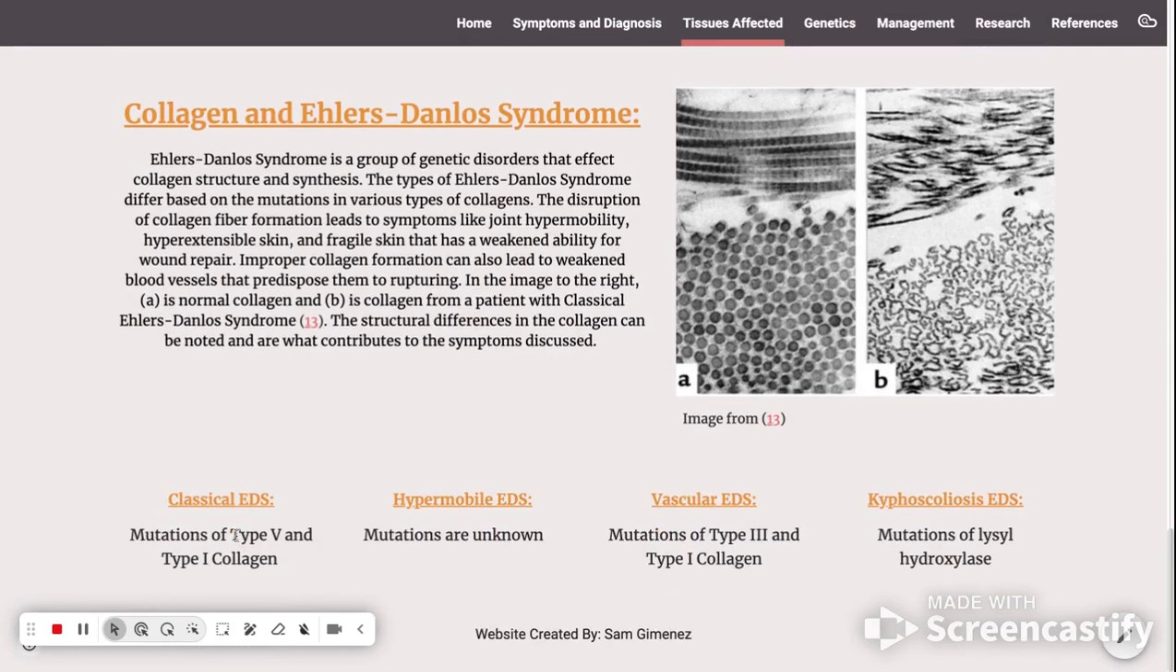So for classical Ehlers-Danlos syndrome, it's typically going to be an issue with the type 5 and type 1 collagen. For hypermobile, it's still unknown. For vascular, it'll be the type 3 and type 1 collagen, and for kyphoscoliosis, it's going to be mutation of that lysyl hydroxylase that we discussed.